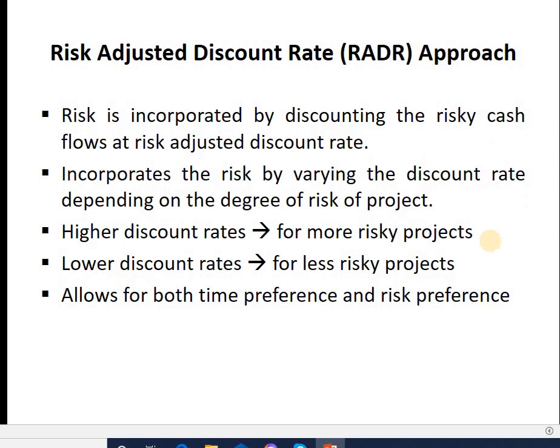So the first technique of risk analysis is the risk-adjusted discount rate approach. It's a very simple approach where we calculate the project's outcome. We calculate the total cash flow, that is NPV, the net present value of the cash flow, by incorporating the risk factor into it. Risk is incorporated by discounting the risky cash flows at the risk-adjusted discount rate.